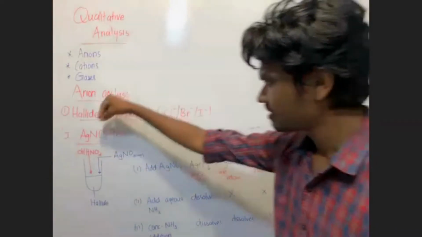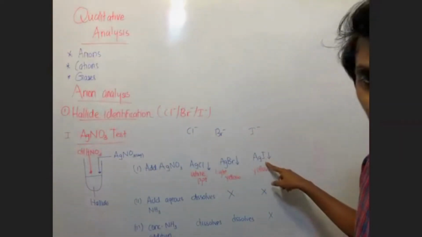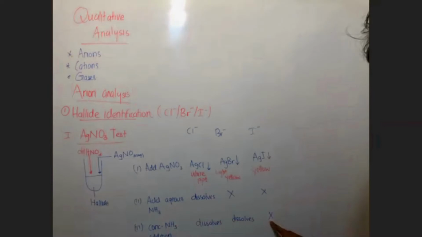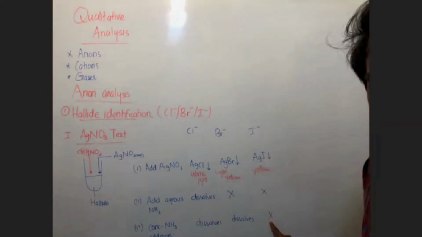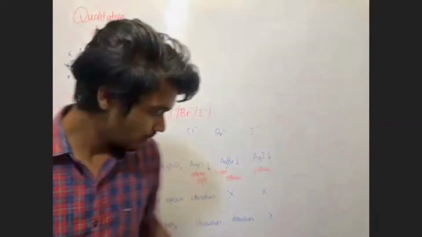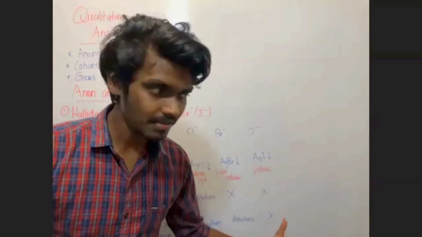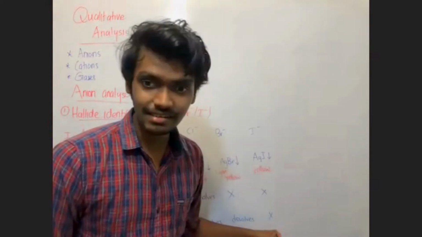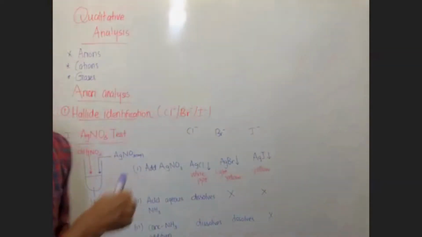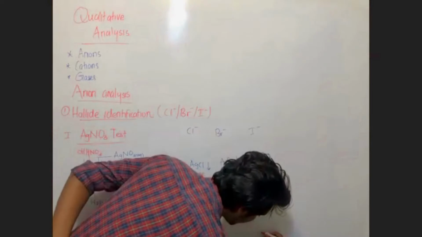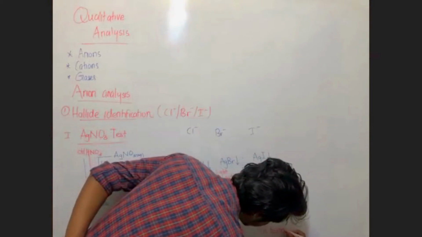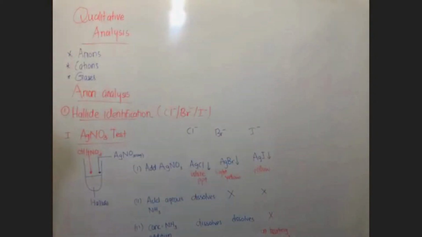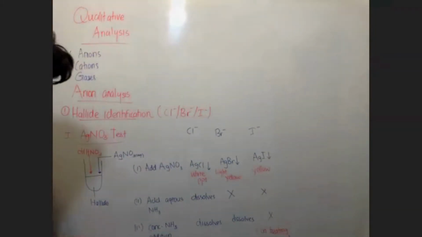when you add silver nitrate to I minus, it forms a yellow color precipitate. When you add concentrated ammonia to that precipitate, it doesn't dissolve. But what happens is, after addition of this concentrated ammonia, it doesn't dissolve, right? So when you heat this, it starts to dissolve. On heating, it dissolves. Very important. Okay.